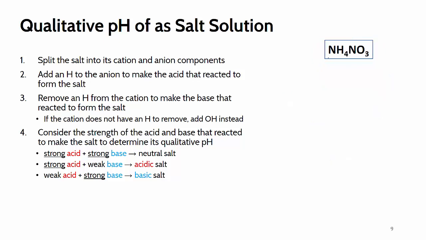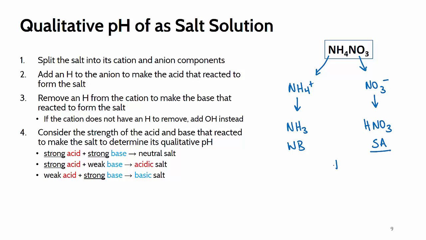In this example here, I can split into the cation NH4+ and the anion NO3-. With the cation, I will now remove a hydrogen to make it into the base that reacted, and with the anion, I will add a hydrogen to make it into the acid that reacted. NH3 is a weak base and HNO3 is a strong acid, so since it is the acid that is strong, these will react together to make an acidic salt. So if we have a solution of NH4NO3, our acidic salt, it will have a pH of less than 7 at 298 Kelvin.